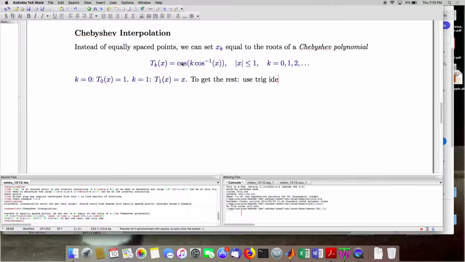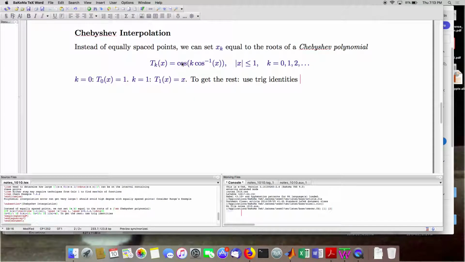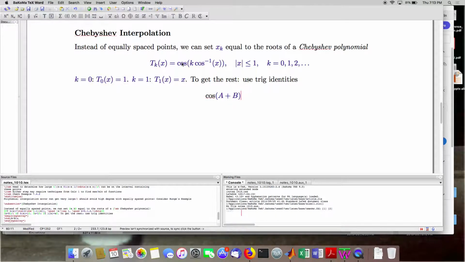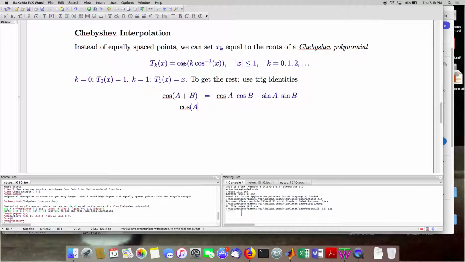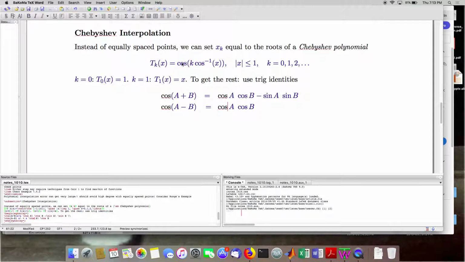We use these trig identities. So, sum and difference formulas for cosine. All right, so it's cosine of a sum and cosine of a difference. Somehow the cosine disappeared. That would be plus sine A sine B.